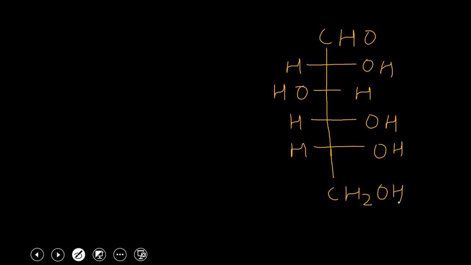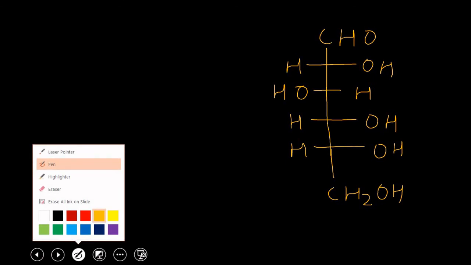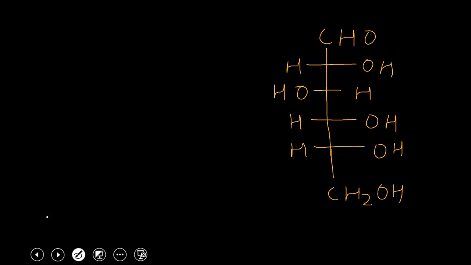So what I said is that for assigning the configuration, always the lowest asymmetric carbon atom is considered. So what is the lowest asymmetric carbon atom of the glucose? I am just encircling here. So this is the lowest asymmetric carbon atom of the glucose. This one is the lowest asymmetric carbon atom. I am putting an arrow here. So you have to see.